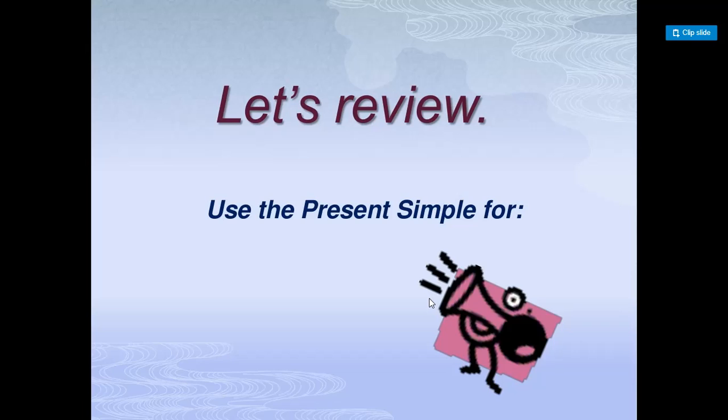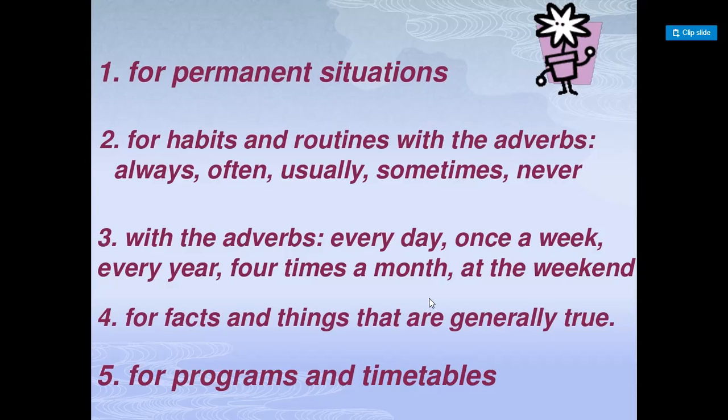Let's review the present simple. We use the present simple for permanent situations, for habits and routines with the adverbs always, often, usually, sometimes, and never. Number 3, with the adverbs every day, once a week, every year, four times a month, at the weekend. We use it also for facts and things that are generally true. And the last use of it, we use it for programs and timetables.